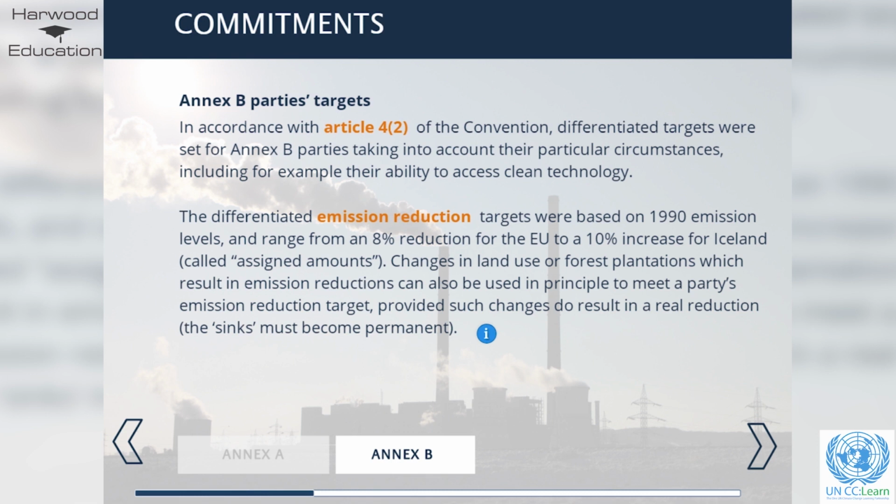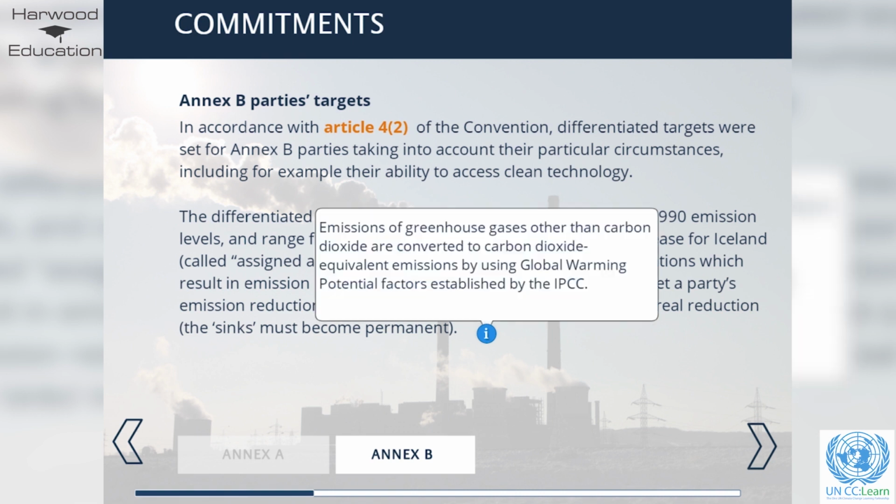Changes in land use or forest plantations which result in emission reductions can also be used in principle to meet a party's emission reduction target, provided such changes do result in a real reduction. The sinks must become permanent. Emissions of greenhouse gases other than carbon dioxide are converted to carbon dioxide equivalent emissions by using global warming potential factors established by the IPCC.